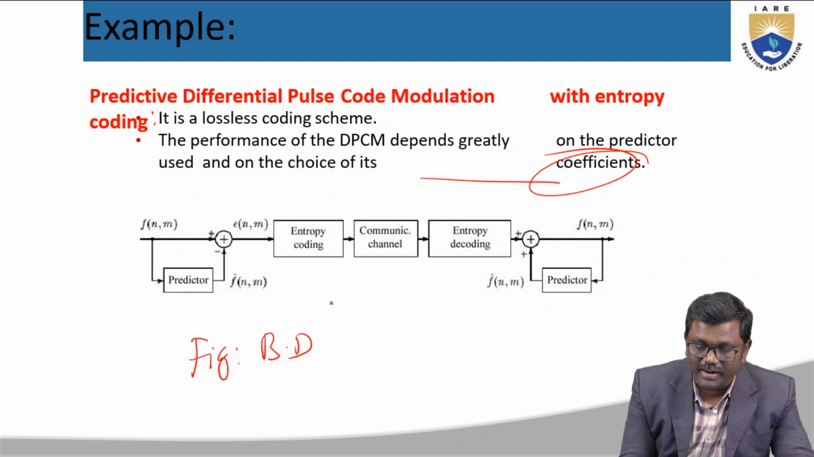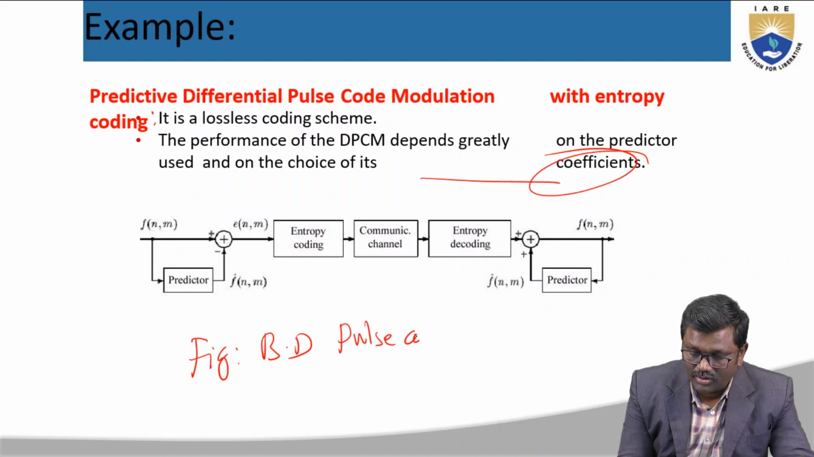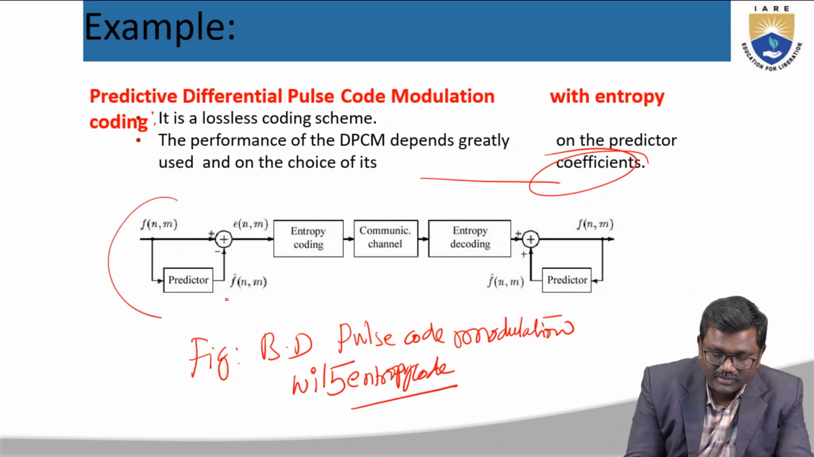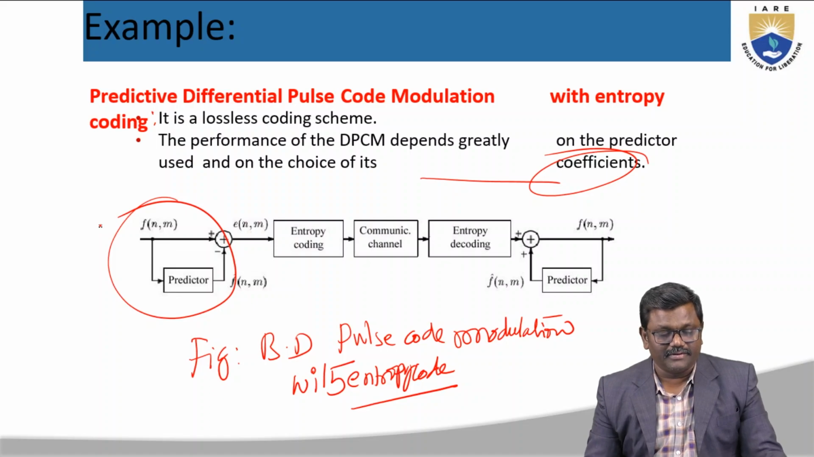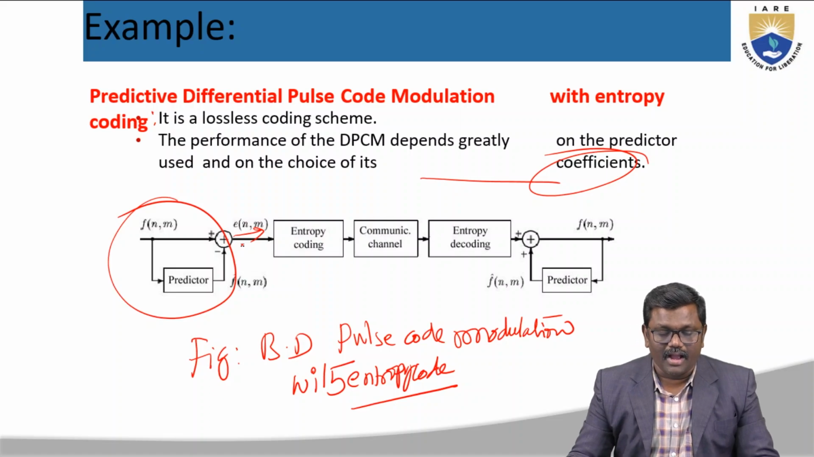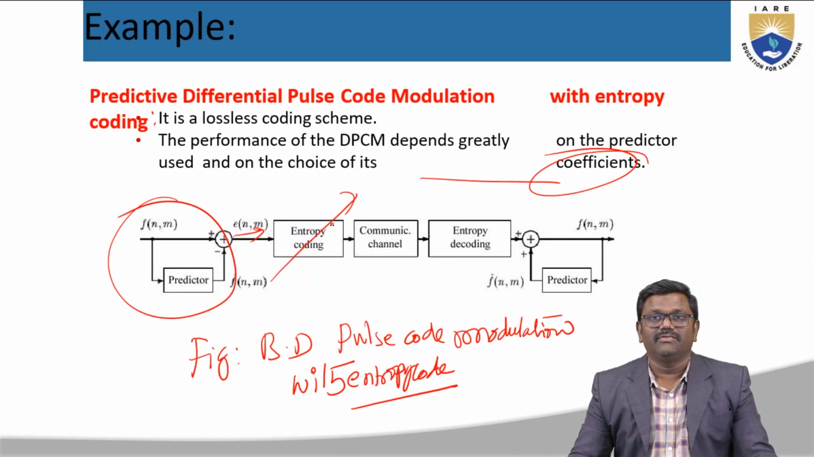What we are going to understand from this block diagram is pulse code modulation, and right now we are concentrating on entropy code. Entropy code is one of the predictive code examples. You start with the predictive code itself and send an error value, e of n comma m, and the entropy code is always applied.